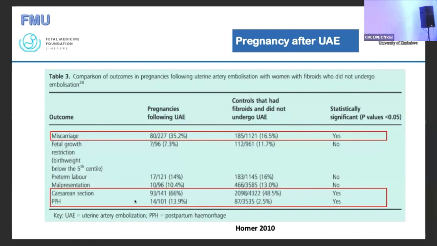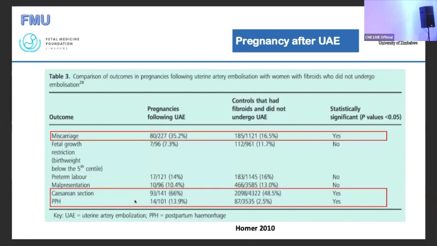So they looked at the risk of miscarriage. Women who had UAE had a risk of 35.2% of miscarriage, compared to controls who had a risk of 15% of miscarriage, those that had not gone through UAE. And this was statistically significant.